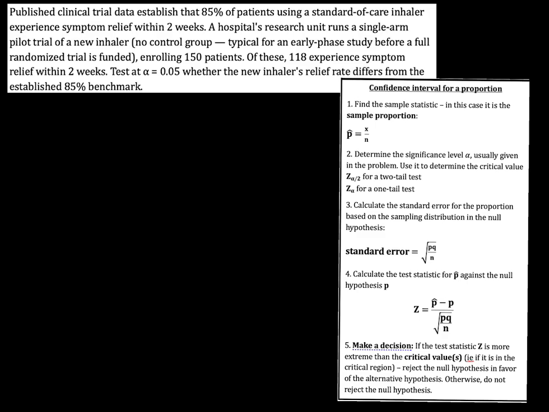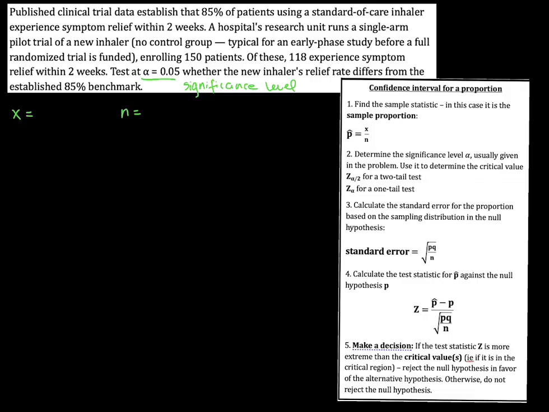All right, so another word for alpha is our significance level. Okay. So first we're going to find our sample proportion. And to do that, we need to identify what X is and what N is.